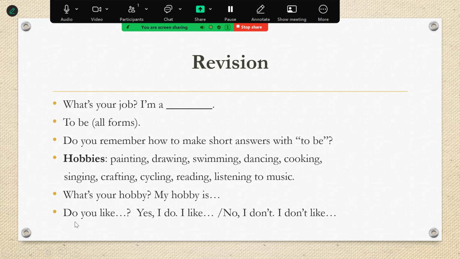And finally, we can ask, do you like cooking? Do you like cycling? Do you like crafting? And to answer it, you can say, yes, I do. I like crafting. No, I don't. I don't like crafting, etc.